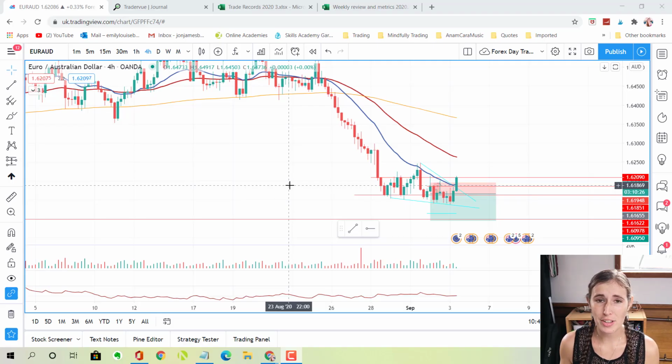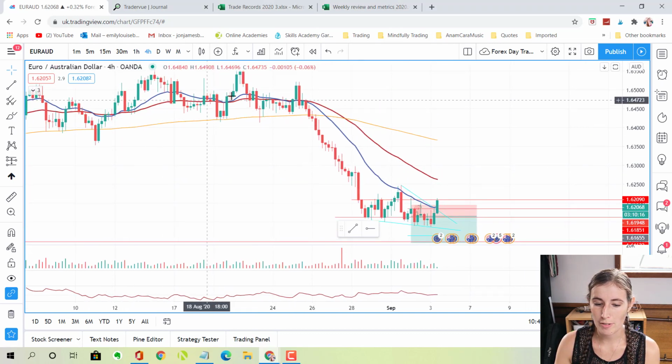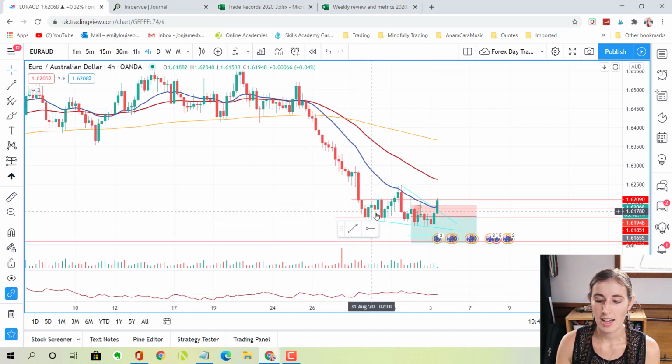Hi everybody, so I've got the 4-hour chart currently open for Euro Australian dollar, and the strategy that I was using on this trade was a trend continuation strategy. As you can see from this chart, we have been in this downtrend and we've seen this pullback here, and that was where I felt was a good opportunity to get short.